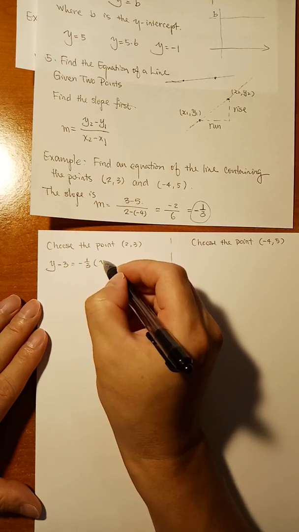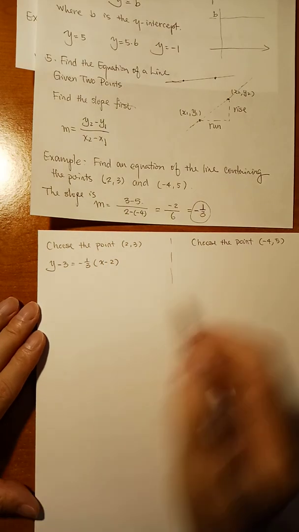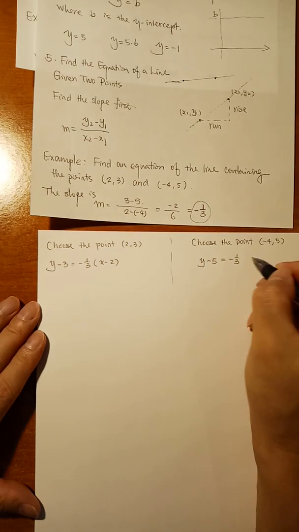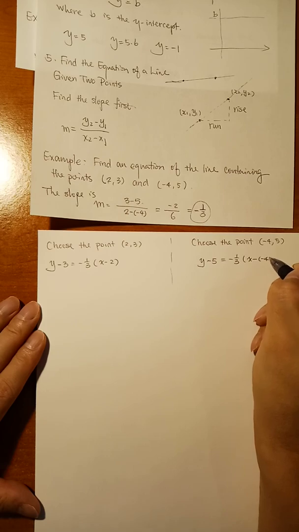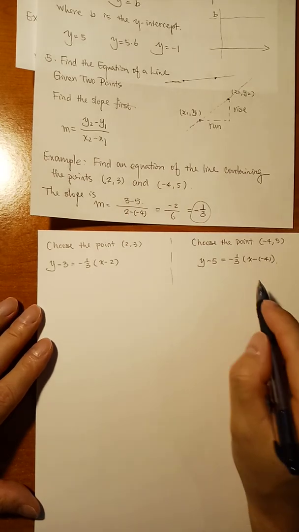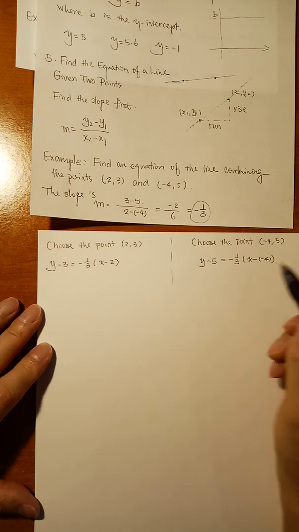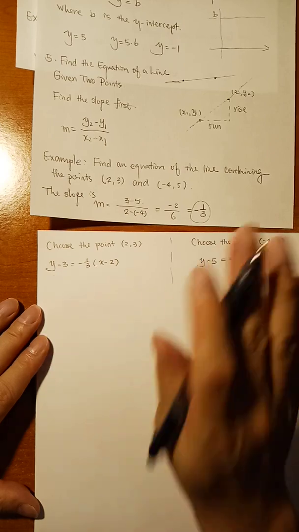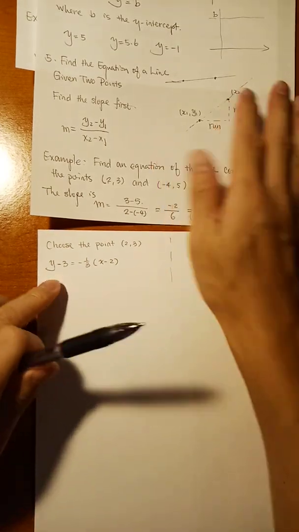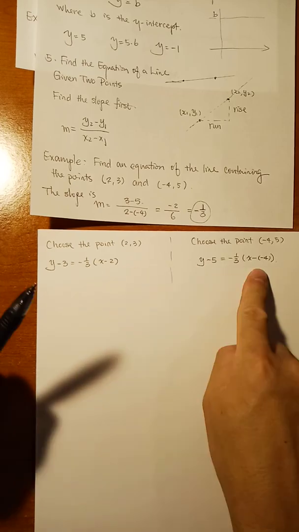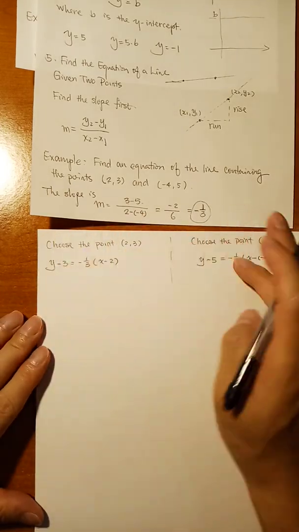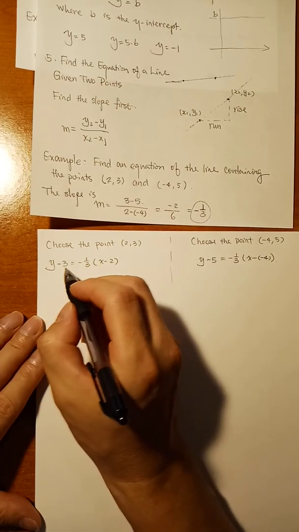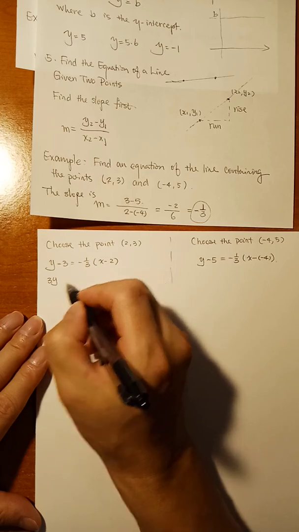If we choose (2, 3), with the slope -1/3, it's y minus y coordinate is equal to slope times x minus x coordinate. Here is the same thing. y minus y coordinate is equal to negative 1 over 3 times x minus x coordinate. Remember, it's always subtraction with the x coordinate, minus negative, okay? Now, for you, this is the answer or this is the answer. It doesn't matter which one you choose, it's up to you. But for me, I'm going to show these two answers are the same. How do I do it?